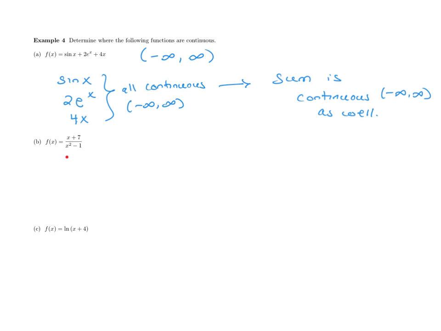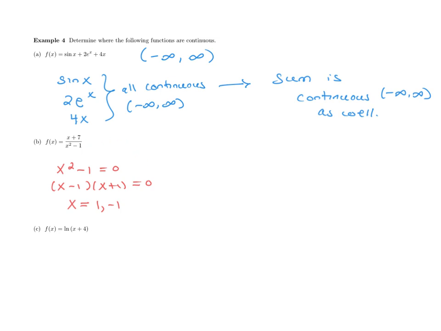Let's look at part B. Here we have a function that is rational. It's x plus 7 divided by x squared minus 1. Where is this thing continuous? The only thing that could go wrong in this function is if the denominator was equal to 0, which, if you factor the left, you get x minus 1 times x plus 1. And there's exactly 2 numbers that make this 0, 1 and negative 1. What does this mean? As long as you don't use these 2 numbers, this function is continuous.